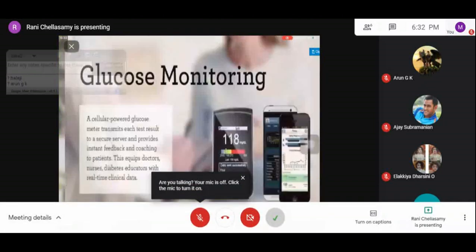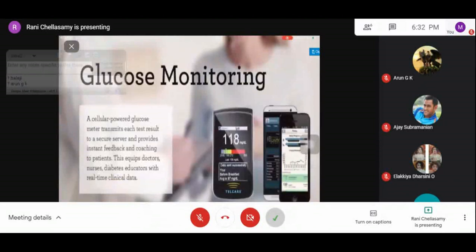Glucose monitoring is another kind of application of IoT. It's a cellular powered glucose meter which transmits each test result to a secure server. It sends the results to the server and provides instant feedback and coaching to the patients, sugar patients. And this information will equip the doctors and nurses and diabetes educators with real-time clinical data.